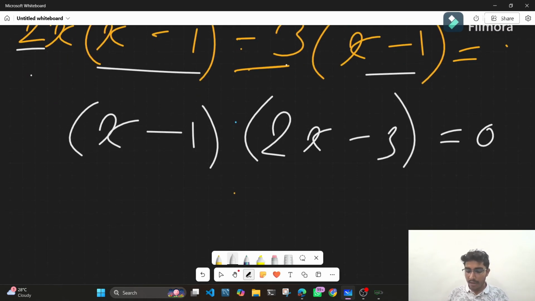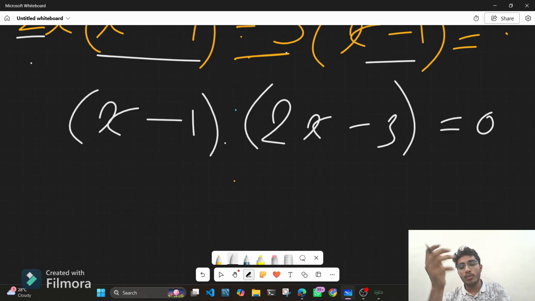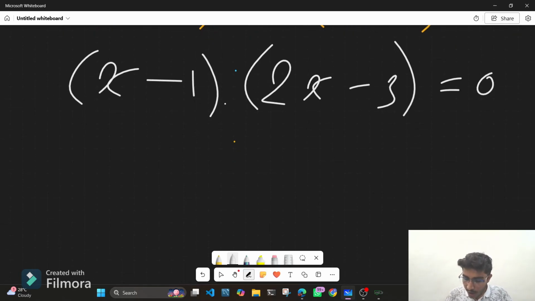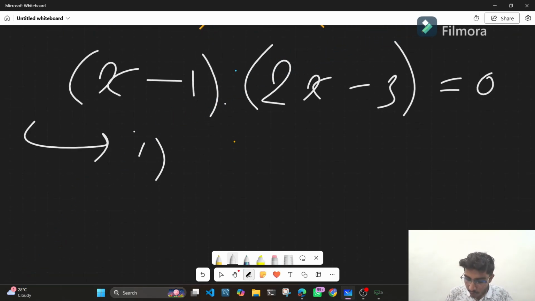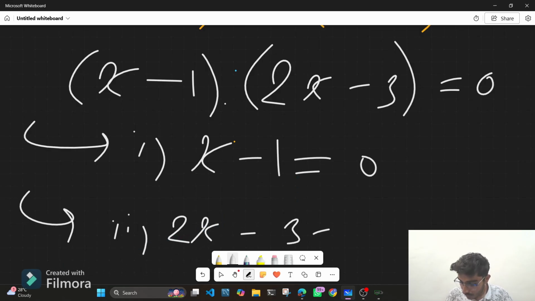So now I have got two brackets that are in multiplication equal to 0. So basically that means that one of the brackets is 0 or both can be 0, right? And we know that the degree is 2, so both are going to be 0. So there will be two cases, case 1 and case 2, where x minus 1 equals 0, equate the first bracket with 0, then equate the second bracket with 0.